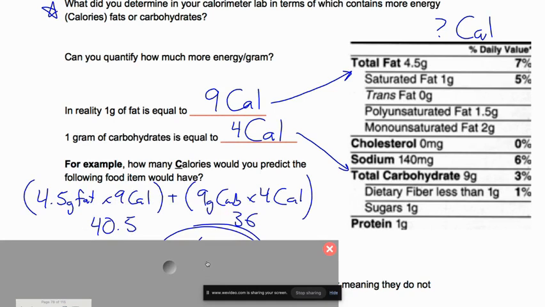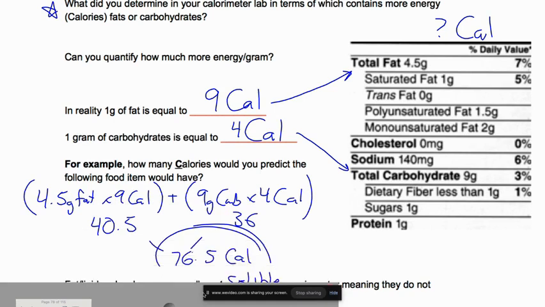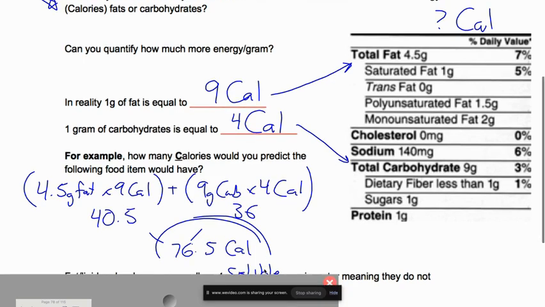Okay, so if I wanted to figure out how many calories that is, I could multiply the number of grams of fat, which is 4.5, by the number of calories, which is 9 calories per gram of fat, and I get 40.5 calories from fats. And I can do the same for carbohydrates: 9 grams of carbohydrates times 4 calories, 36, for a total of 76.5 calories for this random food that I found today.